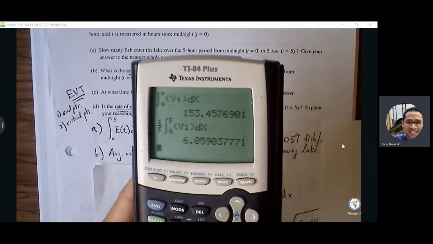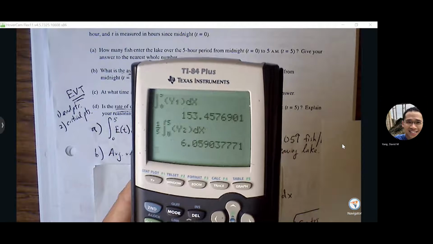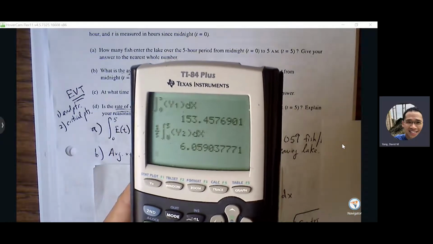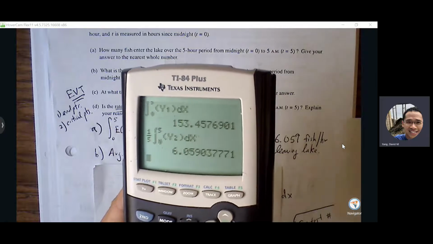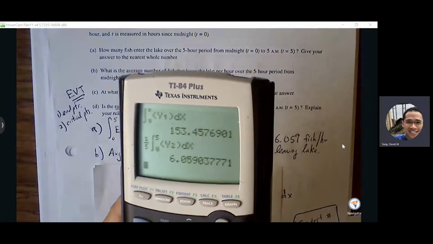So my average value of the rate that fish are leaving the lake is 6.05 fish per hour. That's the average per hour in that 5-hour period.